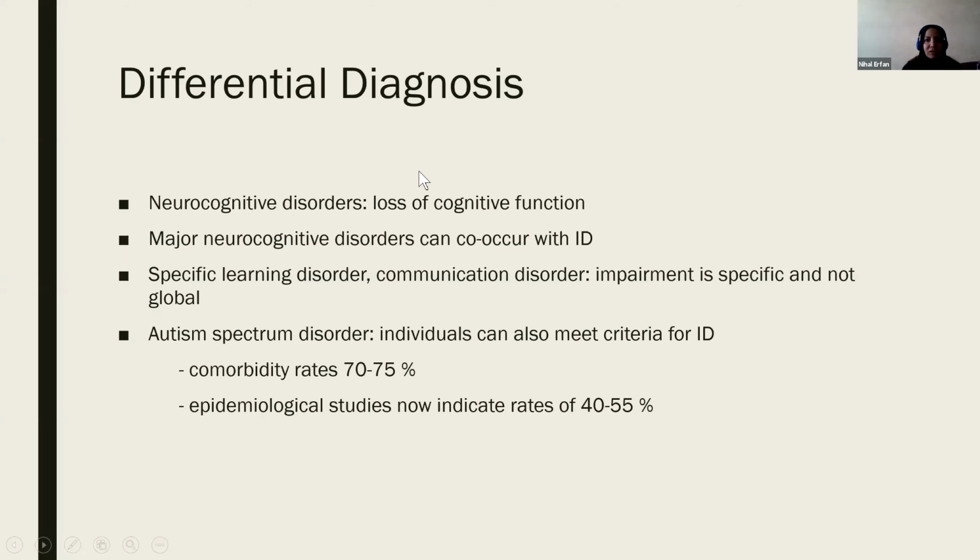So how do you make a differential diagnosis? You want to look at neurocognitive disorders that have co-occurring intellectual disabilities. When we see a child with an intellectual disability, that's a presenting symptom. Often you want to find out why. Why does this child or this person have intellectual disability?